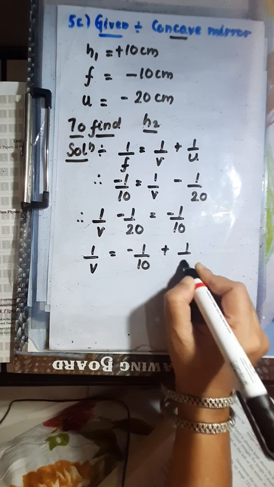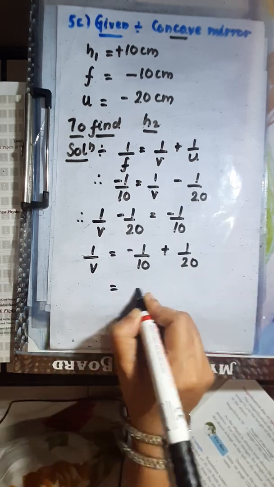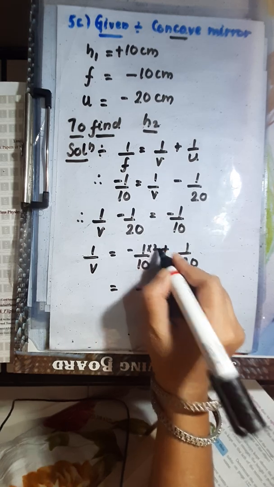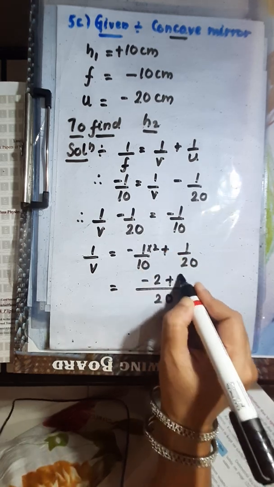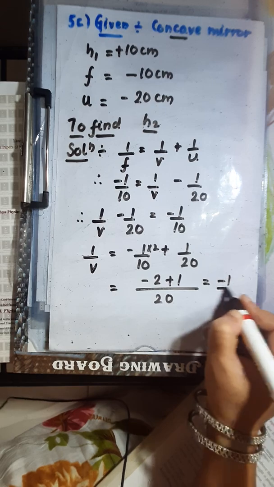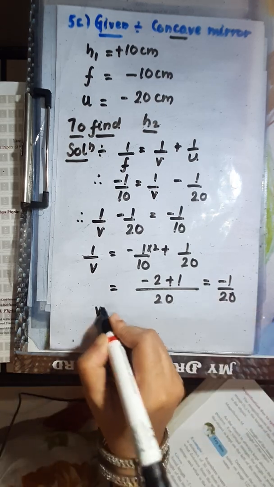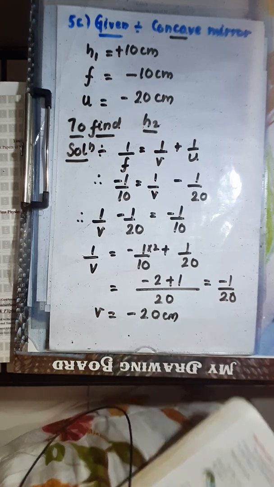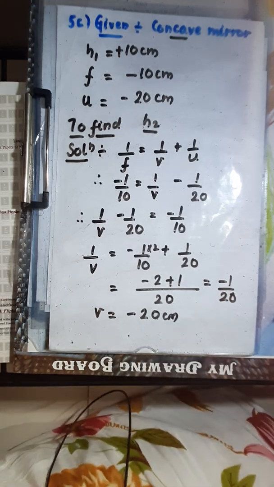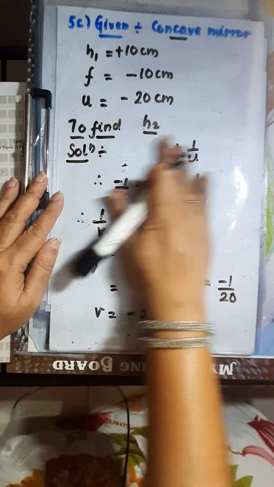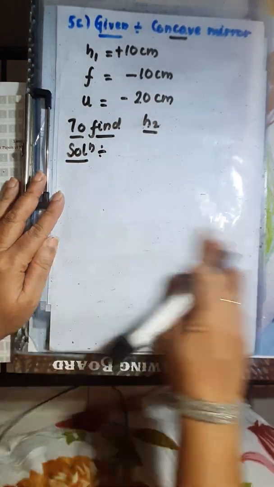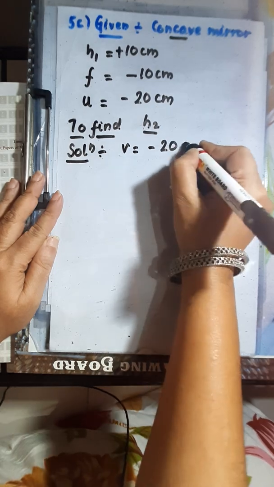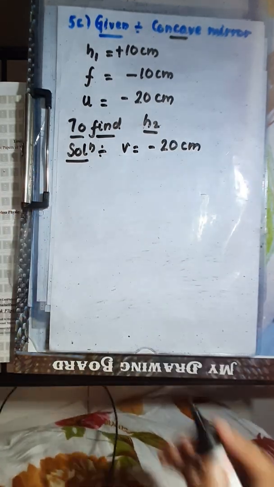Plus 1 upon 20. So my LCM is 20, minus 2 plus 1. That becomes minus 1 upon 20. Therefore, V is equal to minus 20 centimeter. Okay. So my V is equal to minus 20 centimeter. Now, for the sum, I have to still take this.